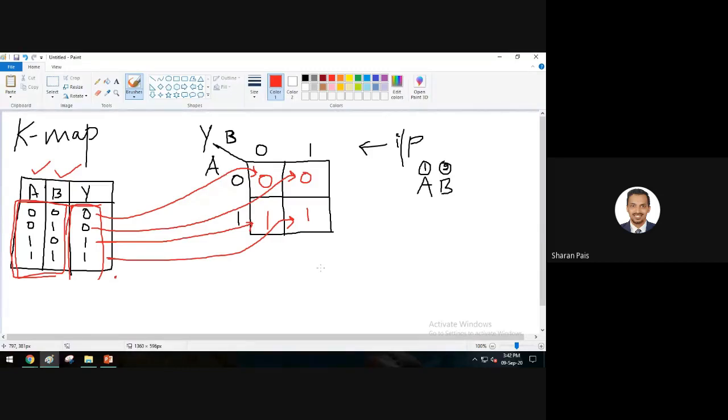So, any doubts about filling the table? This is the K-map table. In that table, I need to write the outputs. Whatever values I am writing inside are the outputs. But where I need to write the output is in the input positions, according to the input values.